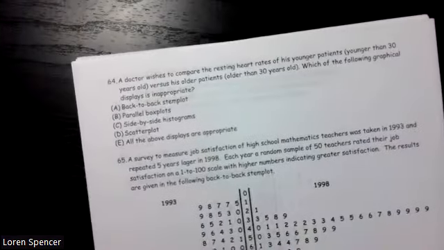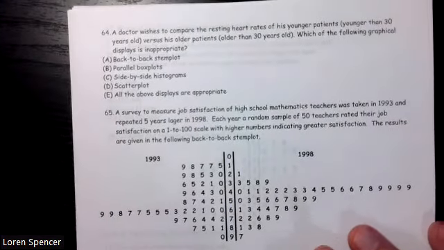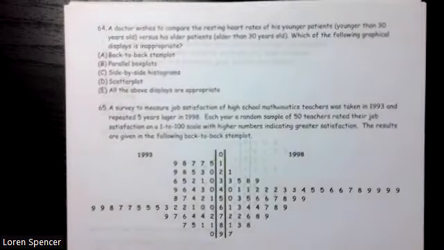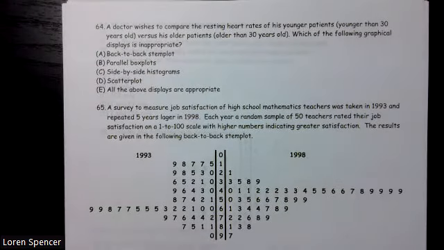Number 64. A doctor wishes to compare the resting heart rates of his younger patients, younger than 30, versus his older patients, older than 30. Which of the following graphical displays is best?